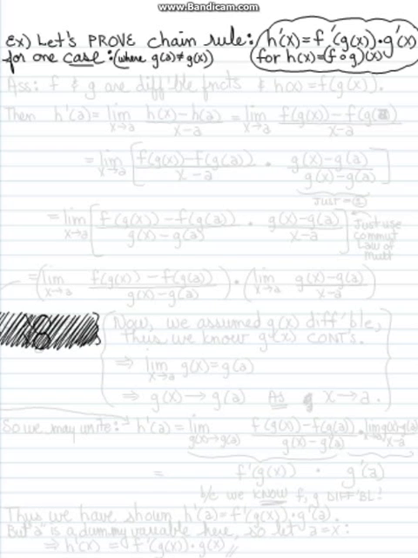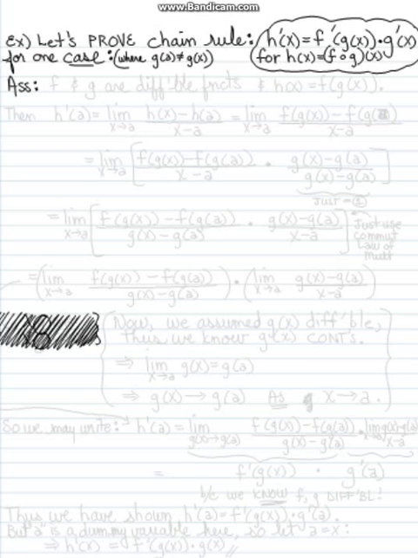So we need to prove the chain rule, and that is that when h of x is equal to f composite g of x, then h prime of x will be equal to the derivative of f, that would be the outer function, with respect to the inner function g of x, times g prime, the derivative of g with respect to x.